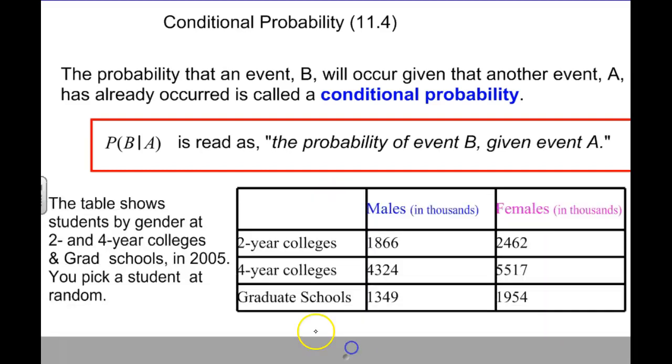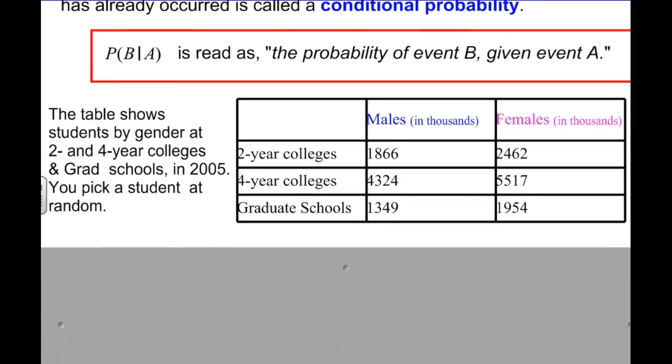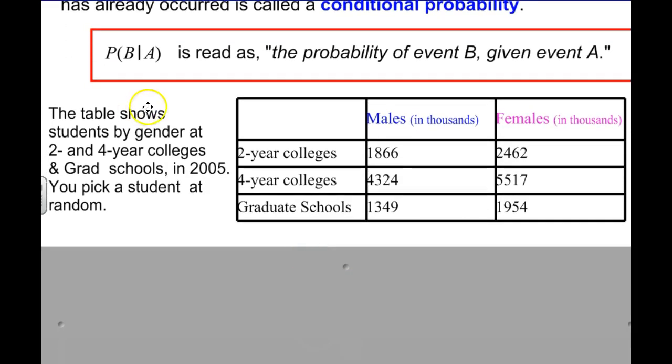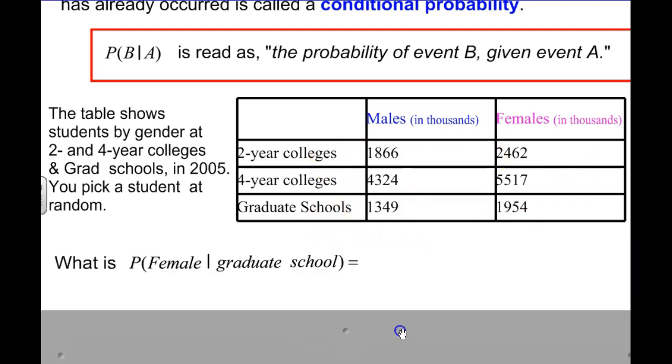that's how this works. So you'll see this on the SAT. You'll see this on some other kinds of tests, on my test. The table shows the students by gender at 2- and 4-year colleges and grad schools in 2005. You pick a student at random. And so here's a table of information.